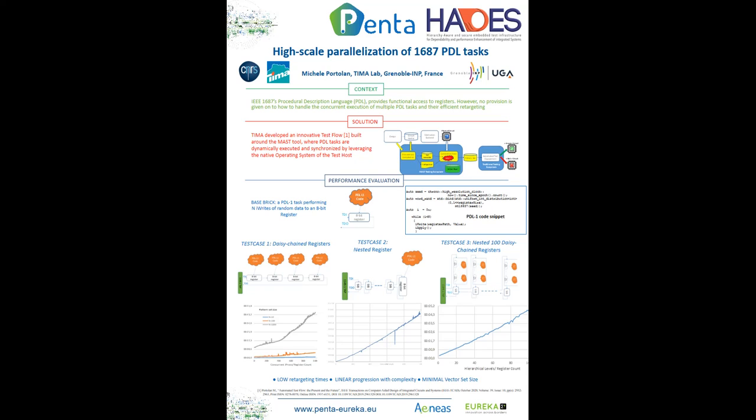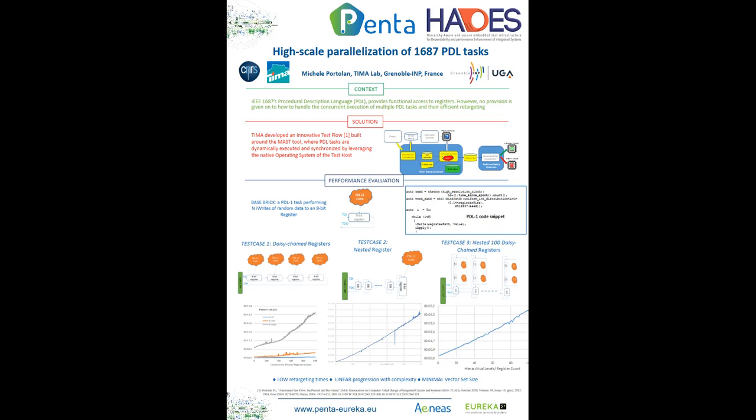One of the big novelties of the 1687 standard is the native support of functional access to registers thanks to the PDL language. Functions can be defined in PDL and then need to be retargeted into a pattern set. Even though this operation is conceptually simple for simple cases, it can become extremely complex computationally when we have tens or hundreds of registers on which we need to retarget concurrent PDL.